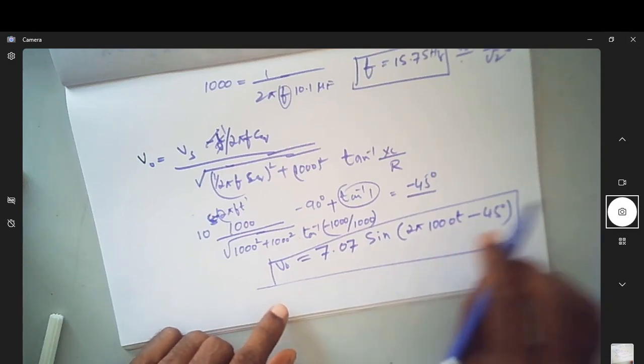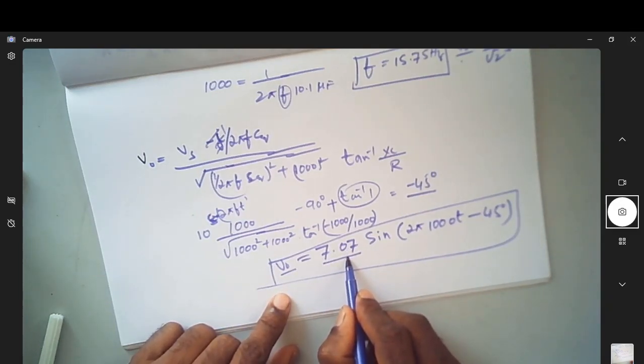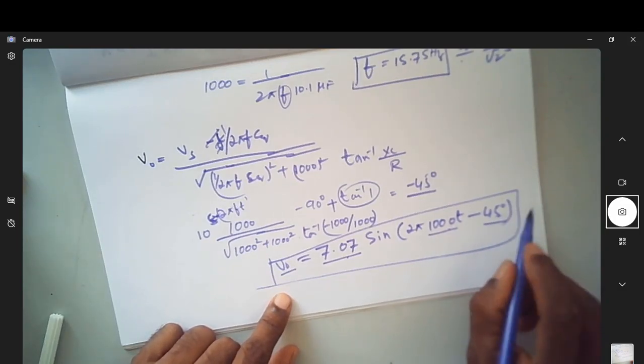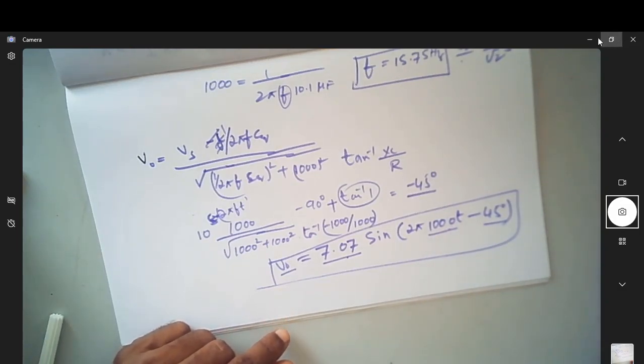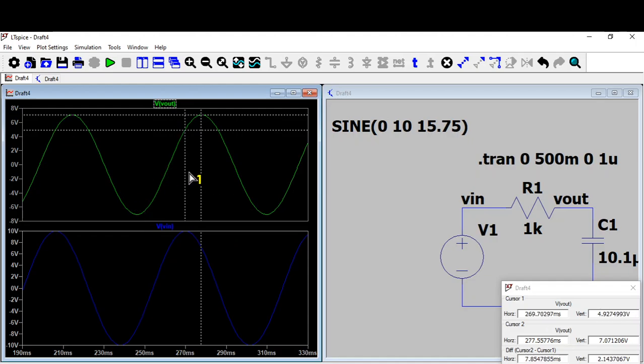So this is the thing. Now the output voltage has a magnitude of 7.07 at a frequency of 1000 hertz. The phase is minus 45 degrees, so that you can see here in the simulation result. Let me show you the phase shift here. I'll show you how to find the phase here also.